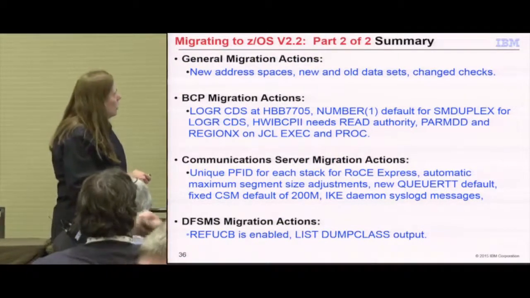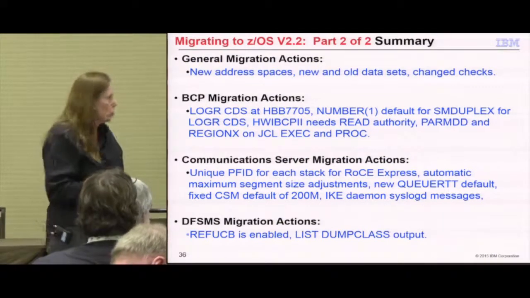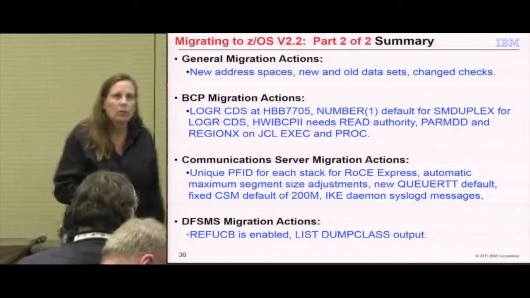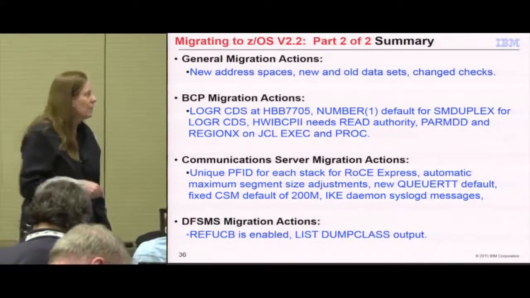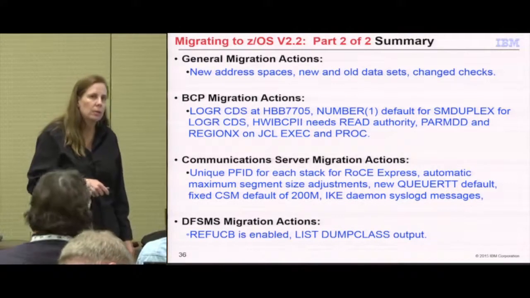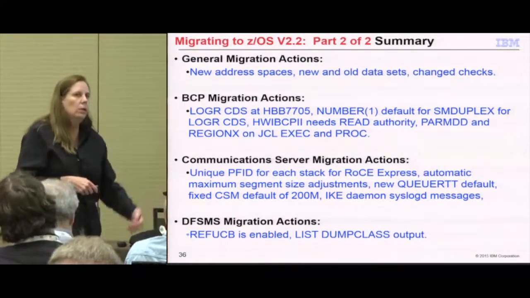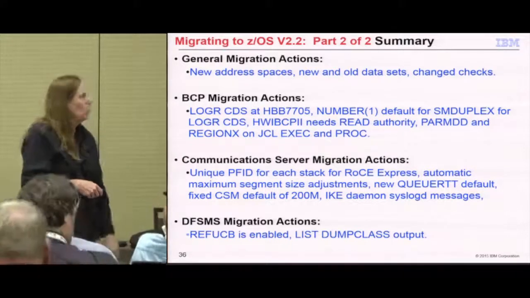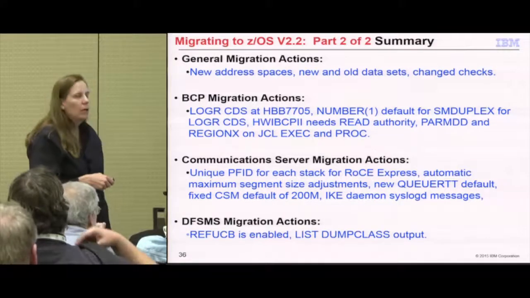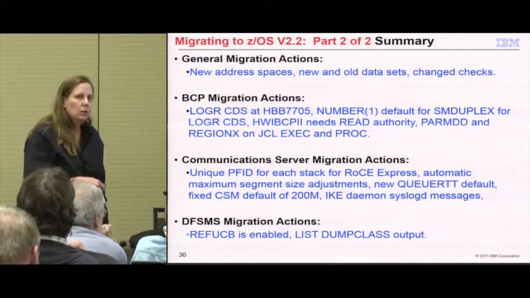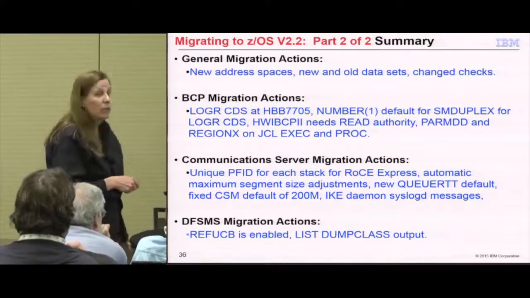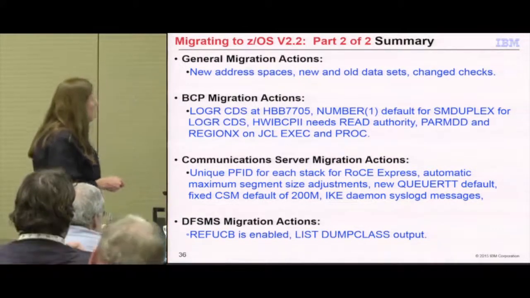Okay. And then here's just a summary of all of the other non-big MIG items if you wanted to look at. Remember, general migration action, we had spaces, removed data sets, changed checks. For BCP, we had that logger CDS going back to the 2001 level that we recommend that you use, but we've also changed the default so that if you reformat a logger couple data set, that will give you the circa 2001 level of the data set. HWI BCPII needing read authority, and also PARMDD and region X being restricted from JCL and proc, JCL exec and proc statements if there were symbols.